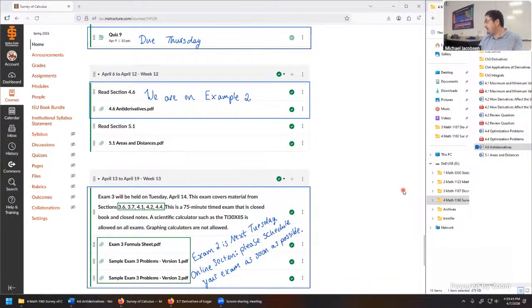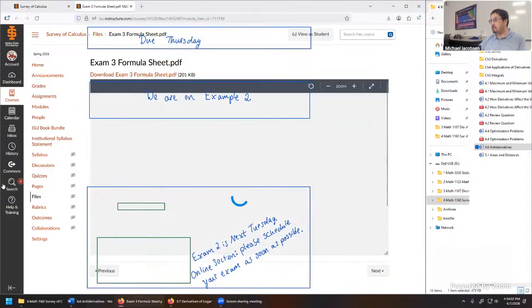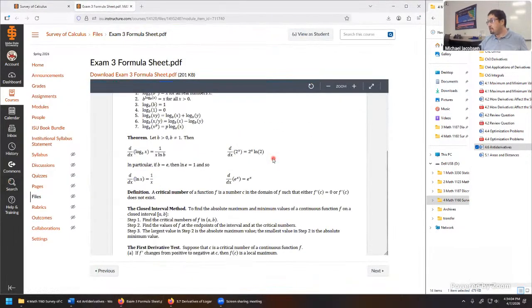Naomi says, how do we find the absolute minimum or maximum again for exam 3? As far as the absolute minimum or maximum goes, we'd be using these tools here. Actually, I think it's probably easier to open up the formula sheet. Let me open that one up. So you're going to have this provided on the real exam.